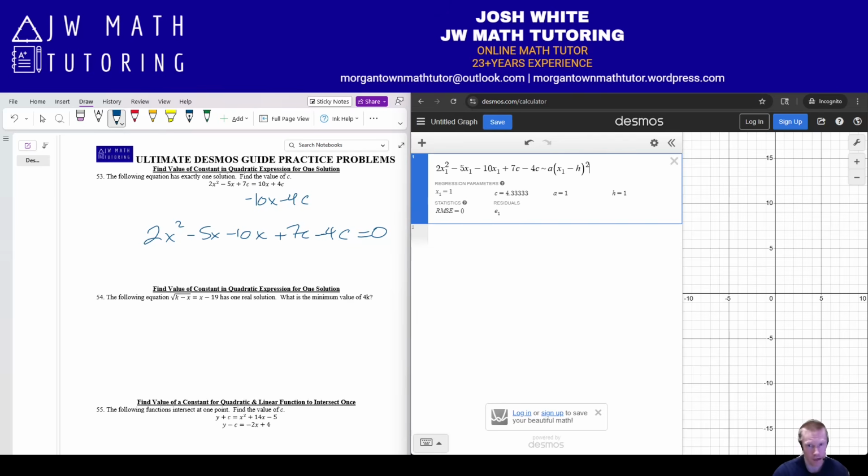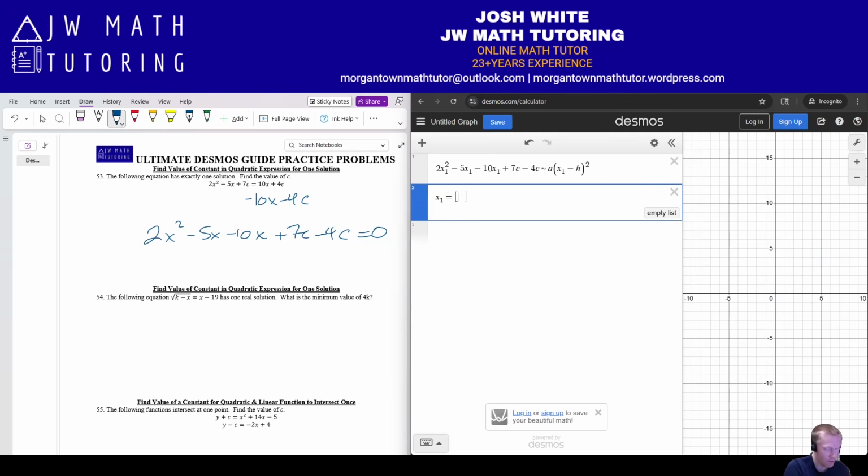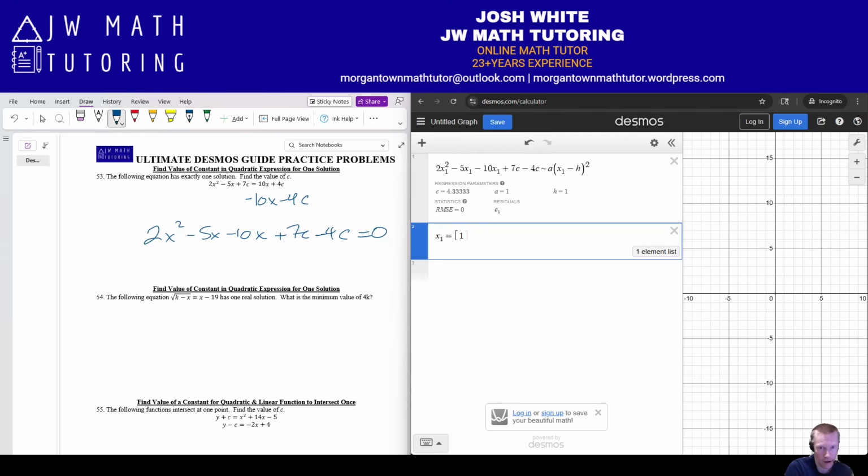All right, so now we have a c value. However, this is not the correct c value. The reason is because it's treating x1 as a constant, not as a variable. So we need to define a list for x1. So now we can go ahead and do that. Let's just put in some numbers here.